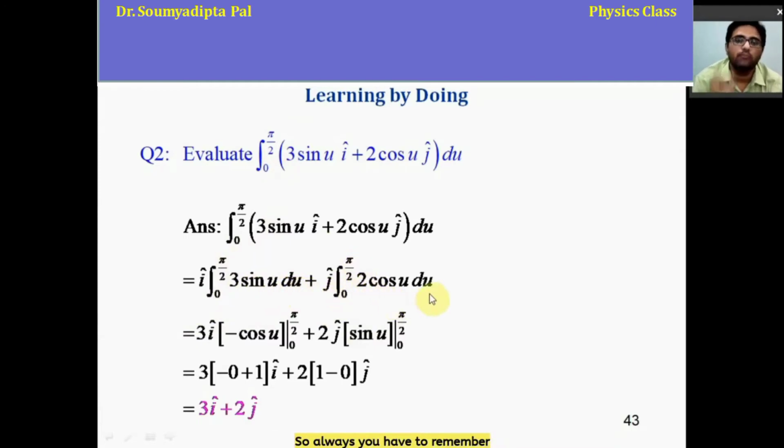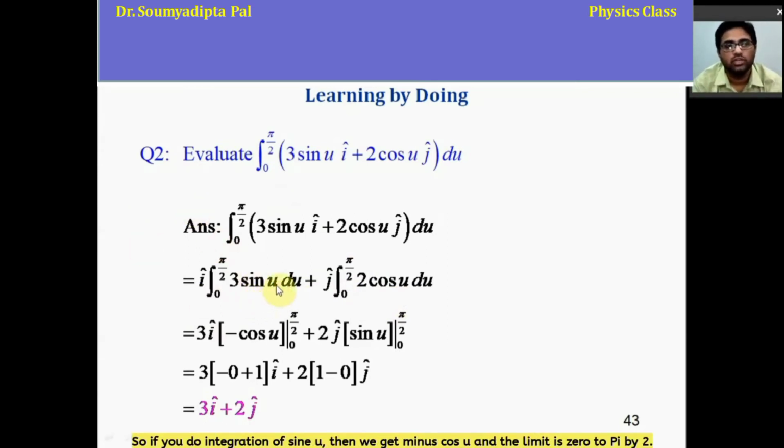So always you have to remember that as you have a vector, you have to divide the total integration component-wise, into different components. So if you do integration of sin u, then we get minus cos u, and the limit is 0 to pi by 2. Then if we do integration of cos u, then we get sin u. Now if we put the limits, then we get this final form 3i plus 2j. Okay.